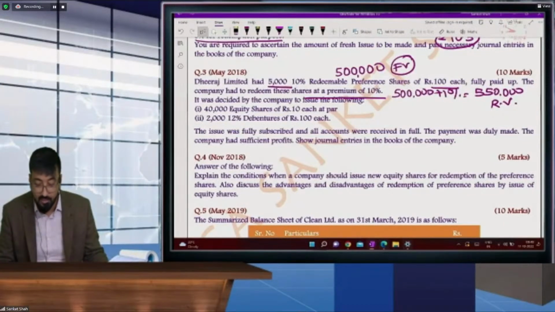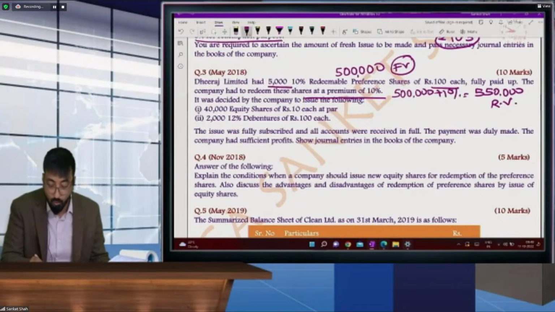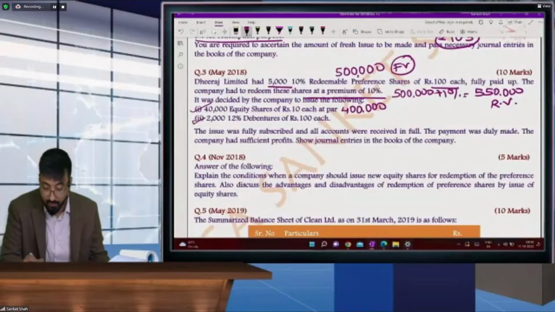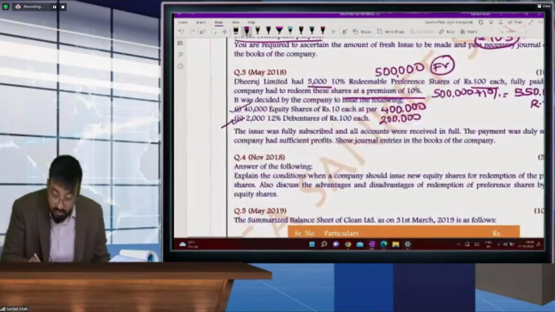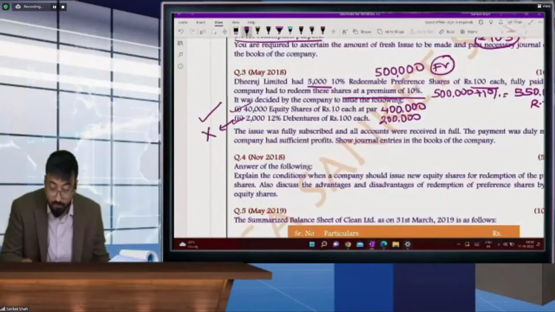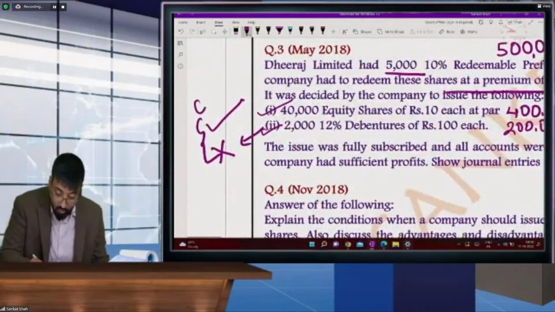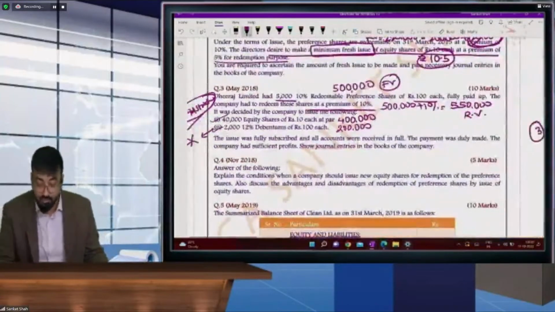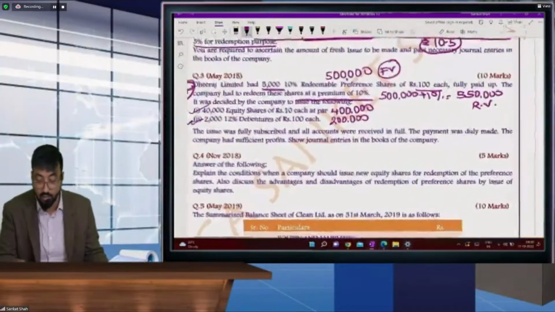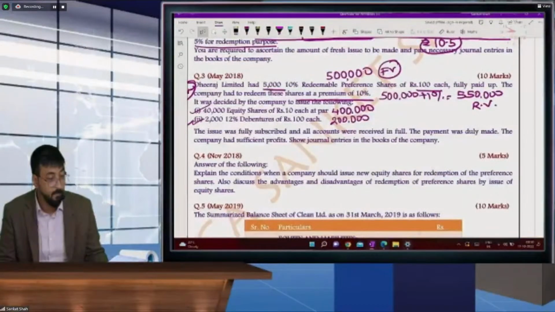It was decided by the company to issue the following: 40,000 equity shares at 10 each, 4 lakhs equity share capital, and debentures 2 lakhs. Now, debentures not considered as a part of capital structure. So, capital structure, you will consider only equity shares. The issue was fully subscribed and all amounts were received in full. And the payment was duly made. The company had sufficient profits.